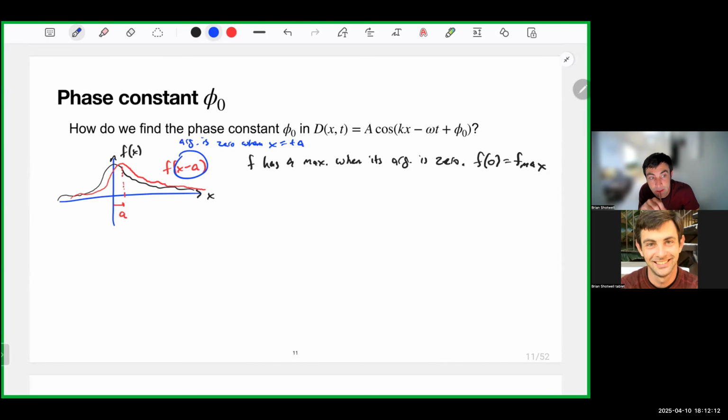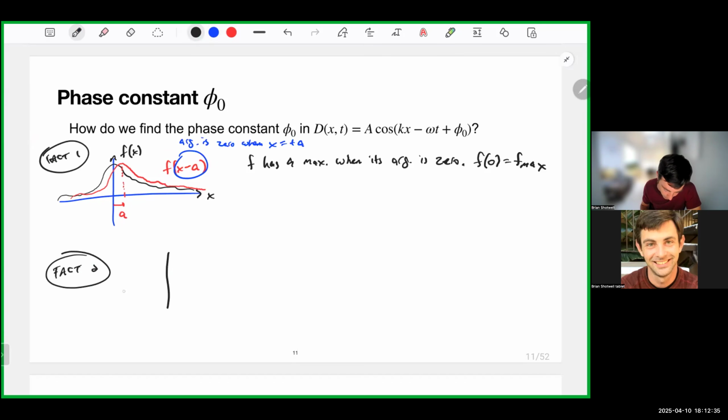Okay. So f of x minus a is displacing the graph to the right by an amount a. So that's one fact we're going to need a lot in finding this phase constant stuff. The other fact, so this is fact 1. The other fact, fact 2, has to do with trigonometric functions in particular.